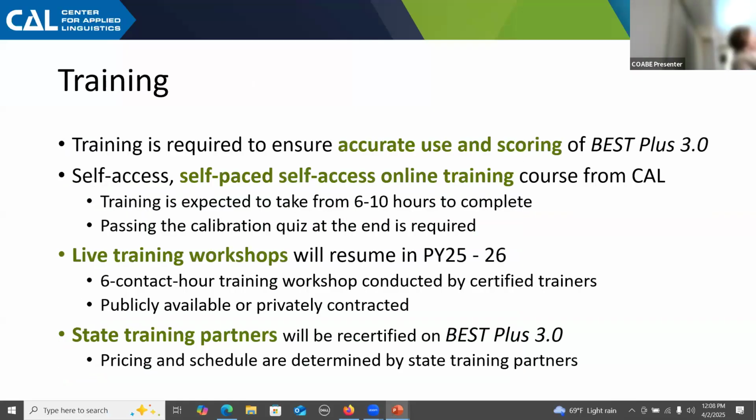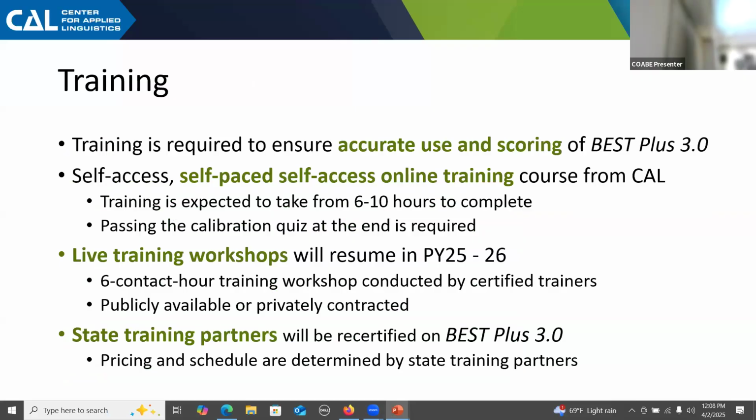Training. So I think folks do want to know about training. So in order to administer and score Best Plus 3.0, one does have to go through pretty rigorous training in order to do that. So it is required.